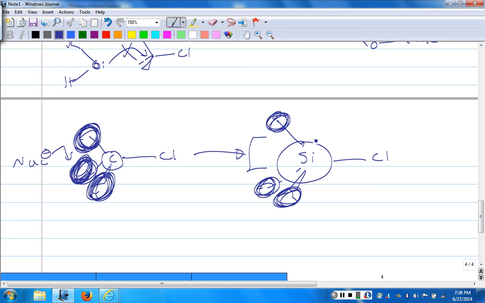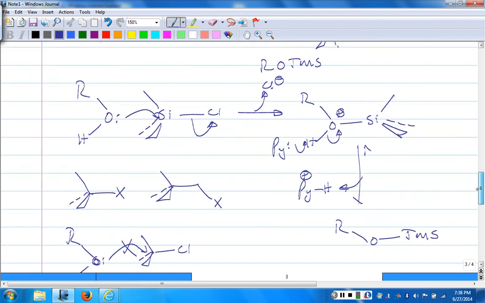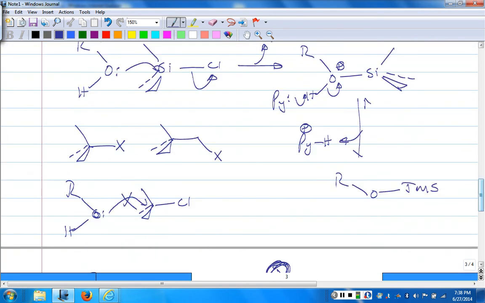attack. In fact, if I went below silicon to say germanium, which is about that big, SN2 reactions on that are exceedingly easy, because if I have an R group here, and another R group here, and an R group here, there's tons and tons of room for my nucleophile to approach. So sure enough, SN2 reactions on tertiary carbon substrates are impossible. But SN2 reactions on tertiary silyl, tertiary germanyl, tertiary plumbyl, and so on, those are entirely possible.